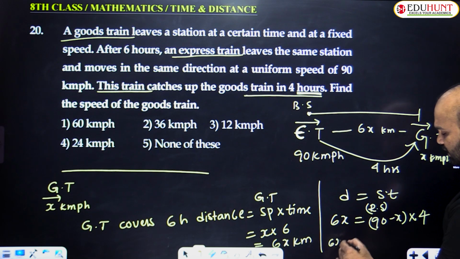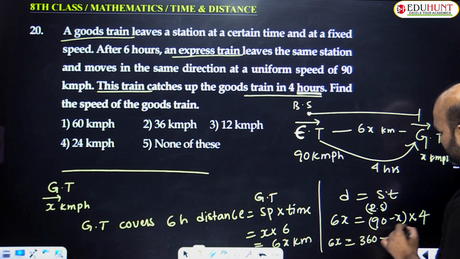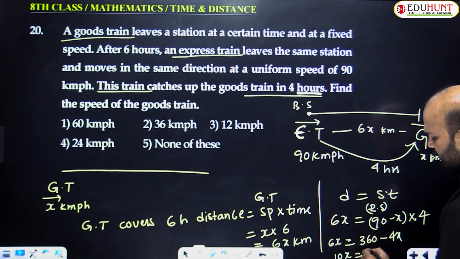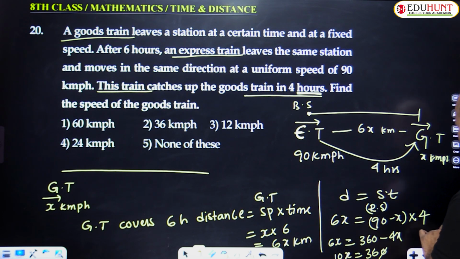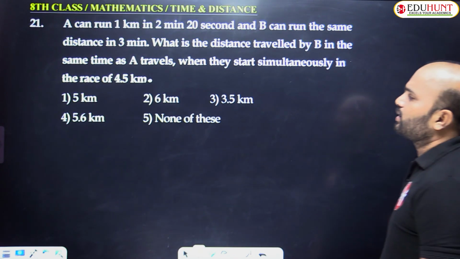So it can be written as 6x equals 90 into 4, that is 360, minus 4x. Adding 4x, the total becomes 10x. 10x equals 360, so x equals 36 kilometers per hour. That is the goods train's speed. Option 2 is the right answer. Am I clear? So let's go to question number 21.